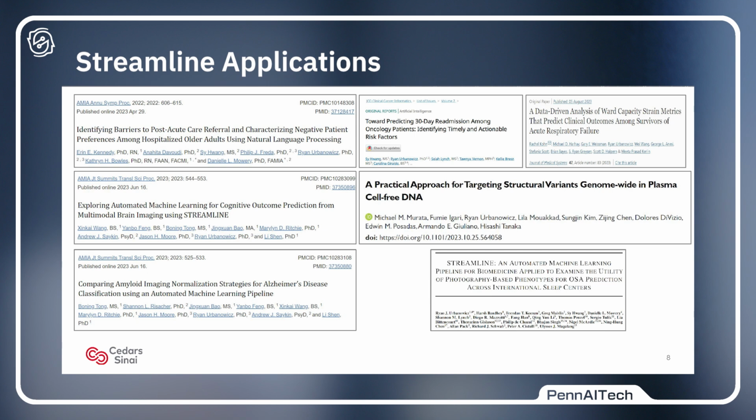The ongoing improvement and expansion of Streamline has benefited from a number of collaborative applications in biomedicine, including the prediction of oncology patient readmission, Alzheimer's disease, cancer early detection, and obstructive sleep apnea, just to name a few.